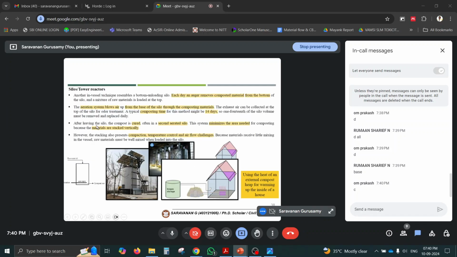Here also you can see in the second point, the aeration system blows air from the base of the silo through the composting material. Here also raw material is coming from the top, and aeration is happening from the bottom. Then only the mixing of oxygen with the compost will happen. The organic material will decompose rapidly and effectively.